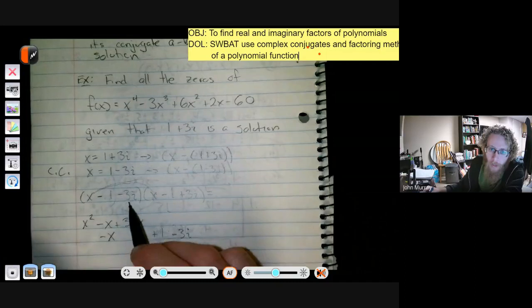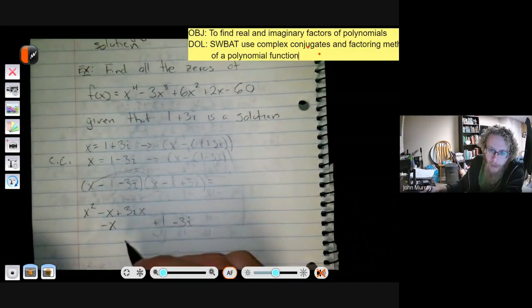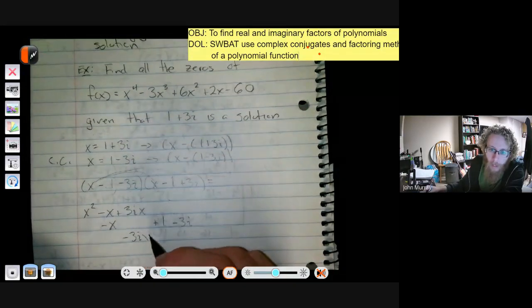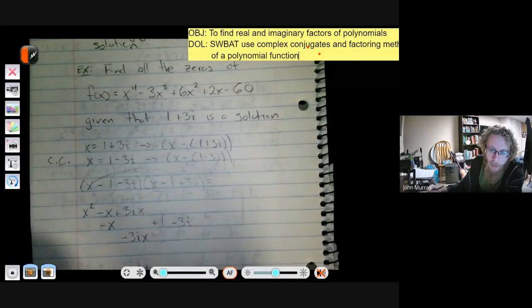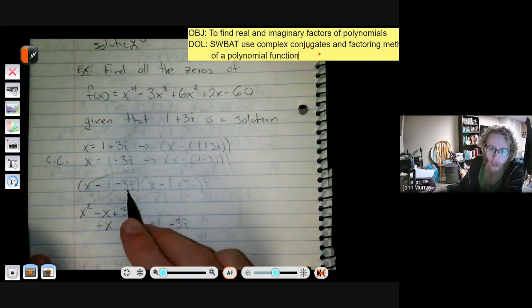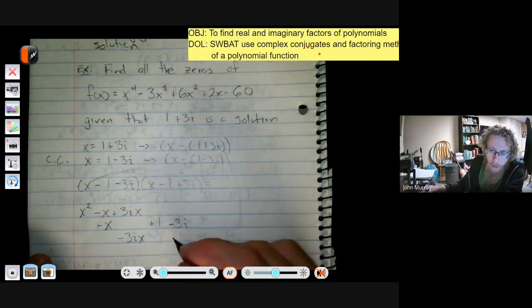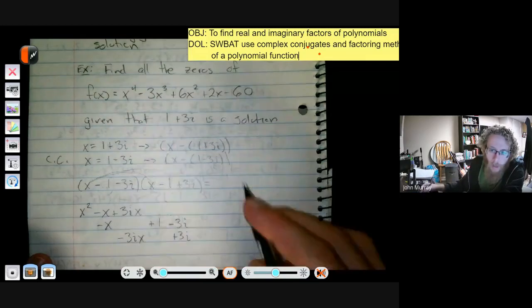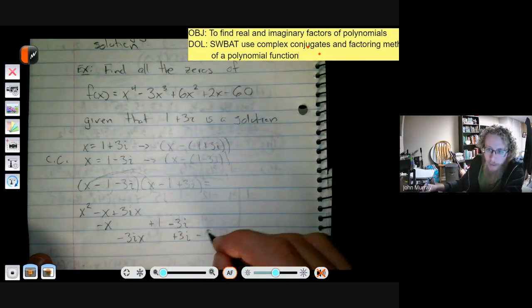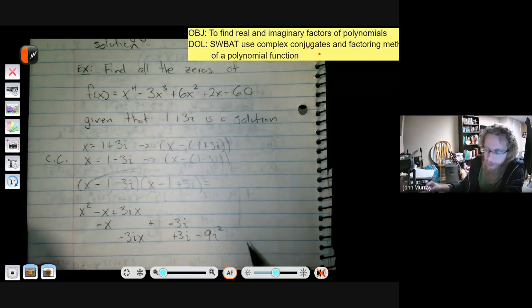And now we do the negative 3i. Negative 3i times x is negative 3ix. And look at that, they're opposite signs, so when we simplify, that's going to work out nicely. Negative 3i times negative 1 is positive 3i. Negative 3i times positive 3i is negative 9i squared.